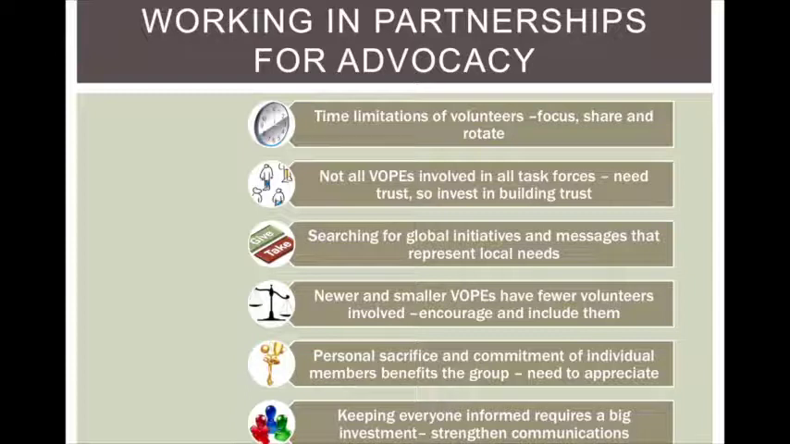So we need to invest in building trust, because that is really the magic center of successful partnerships. When people trust each other, they have patience, they can share their power and their support with each other. And so it's very important to pay attention to that.